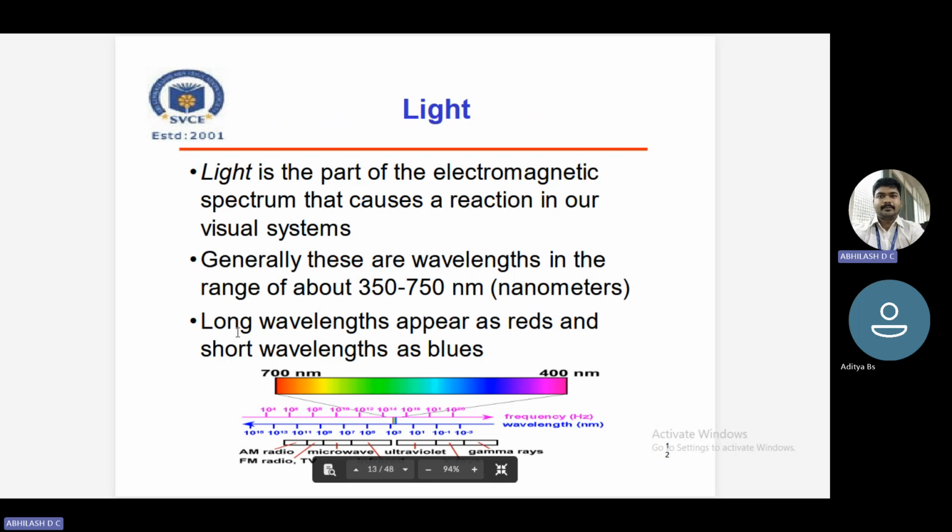Anything falling outside this 700 nanometer and 400 nanometer range, we cannot see. So this is the visible light region. The visible light region is from 700 nanometer to 400 nanometer. It actually varies by about 50 nanometers, it can start from 350 to 750 nanometer as well. The longer wavelength appears as red and the shorter wavelength appears as blue.